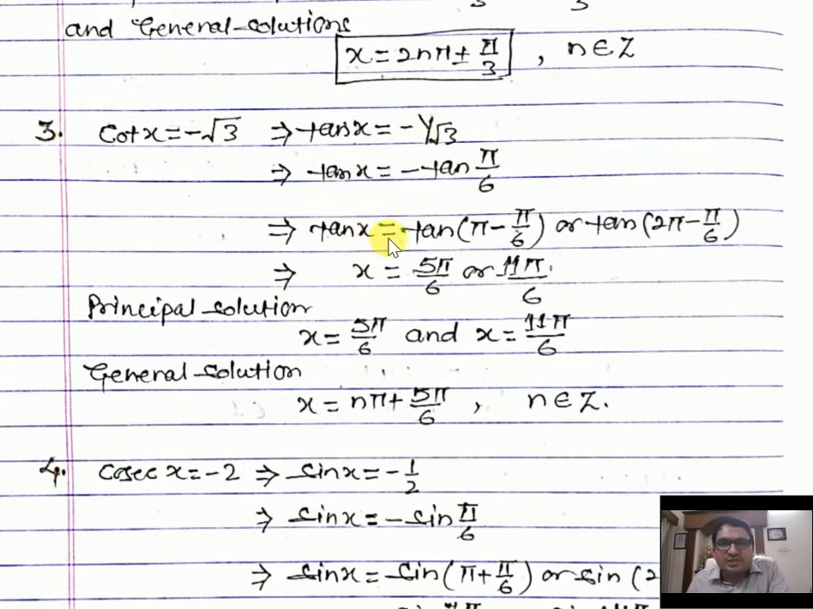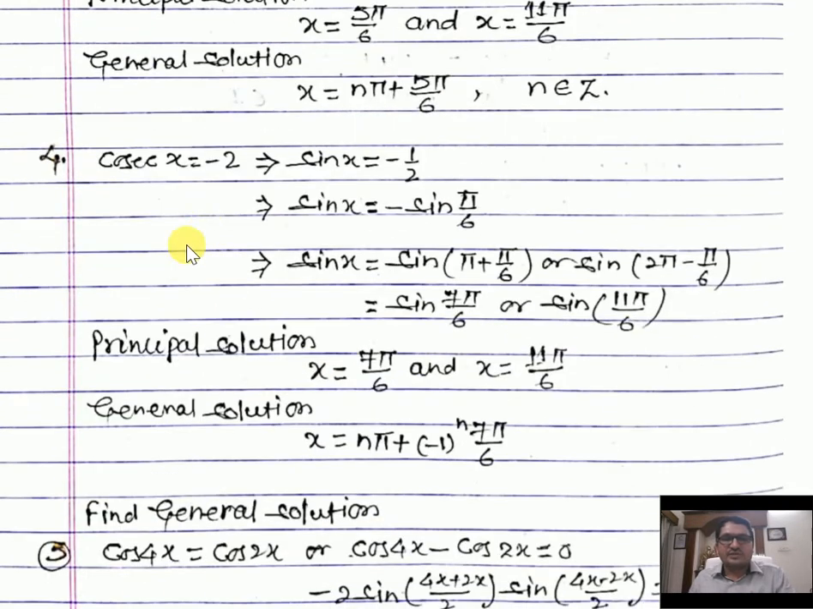So tan x is equal to tan pi minus pi upon 6 or tan 2 pi minus pi upon 6. So 6 pi minus pi, 5 pi upon 6, 6 twos are 12, 12 minus 1, 11 pi upon 6. So principal solution will be 5 pi upon 6 or 11 pi upon 6. The general solution will be equal to n pi plus 5 pi upon 6. If tan x is equal to tan theta, then x will be equal to n pi plus theta. Theta means 5 pi upon 6.